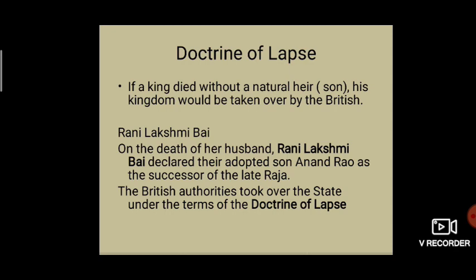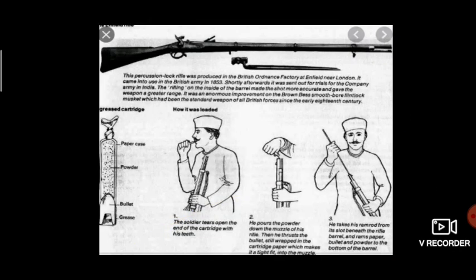So what the British authority did was take over the state under the terms of the doctrine of lapse. This was one reason that people like Rani Lakshmi Bai were against the Britishers. Next, you can see this image, this is the rifle. A new rifle called the Enfield Rifle was introduced.